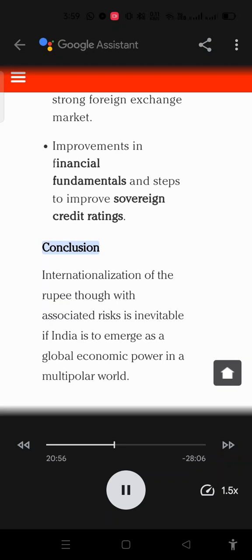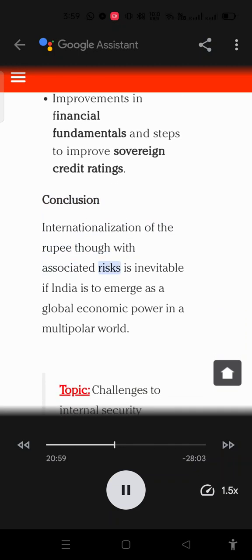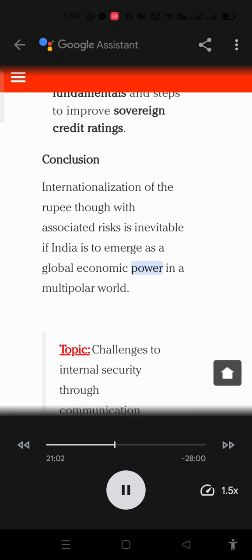Conclusion. Internationalization of the rupee, though with associated risks, is inevitable if India is to emerge as a global economic power in a multipolar world.